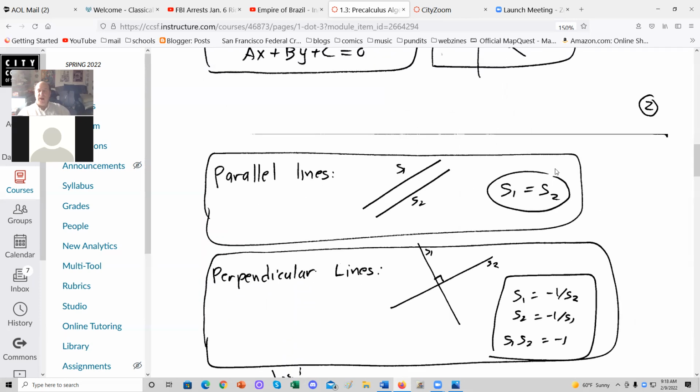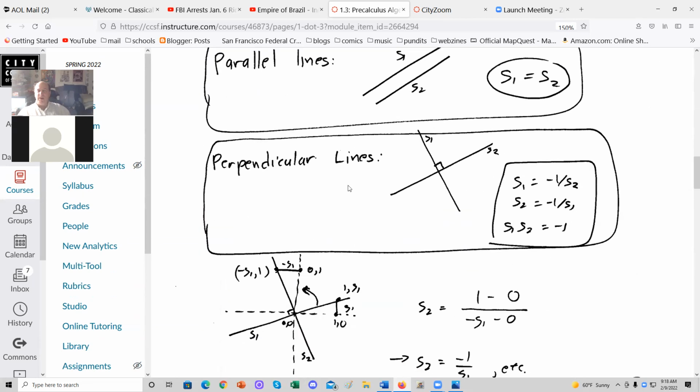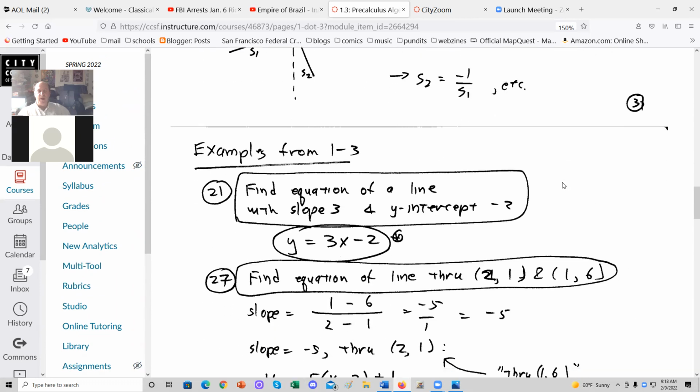So parallel lines have equal slope, perpendicular lines have negative reciprocal slope. So for example, find the equation of a line with slope 3 and y-intercept -2. Well, here's the slope-intercept formula, y equals 3x minus 2, and that's that.